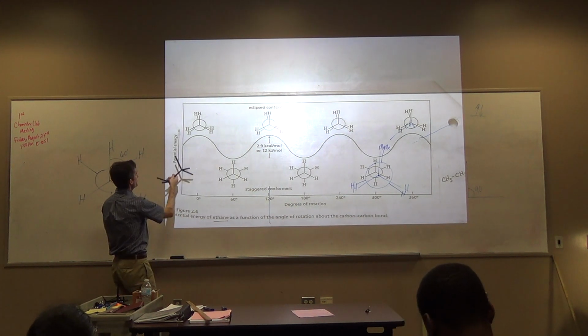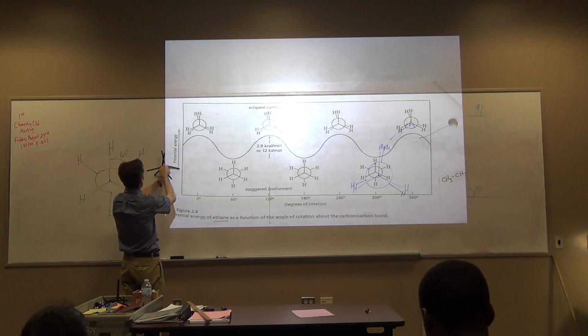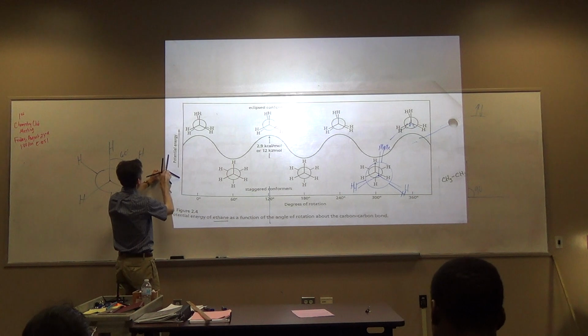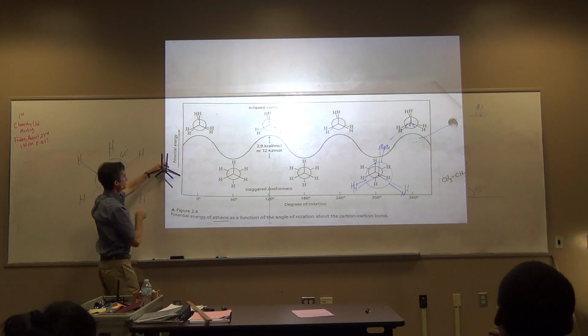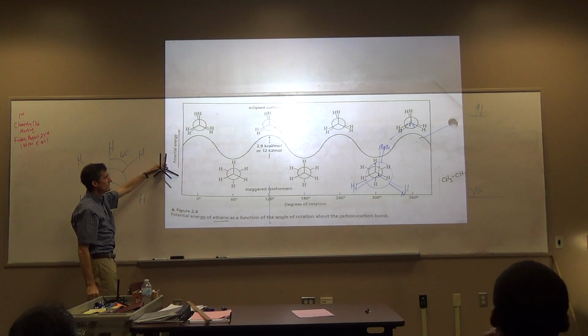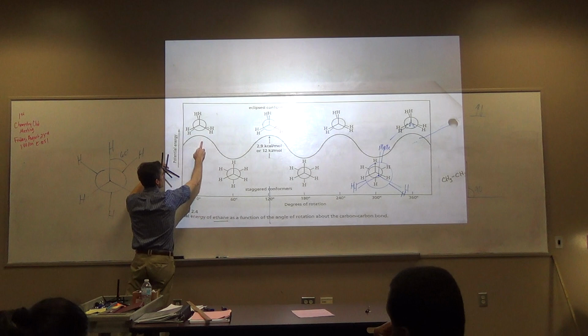The first one. Front H is straight up. The back H is straight up. The H's are eclipsed. All H's are eclipsed if you look at your model. Okay? That's the highest in energy.